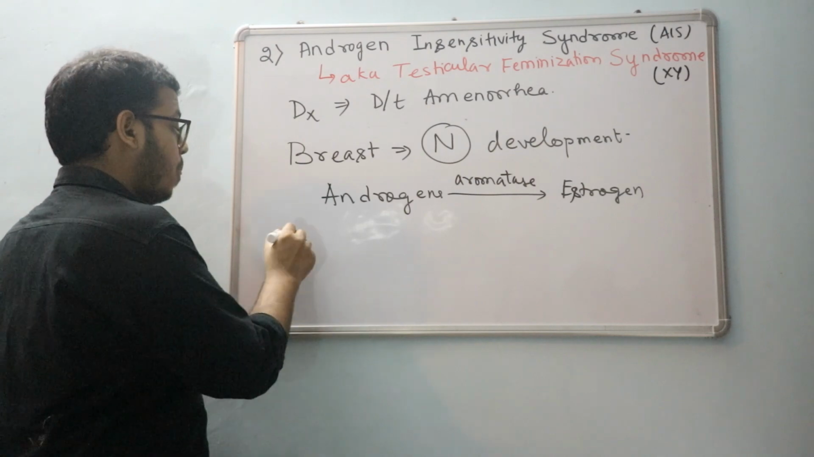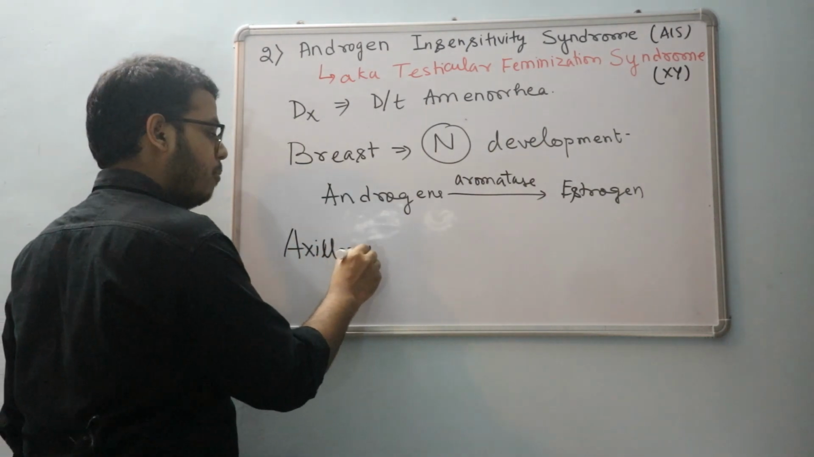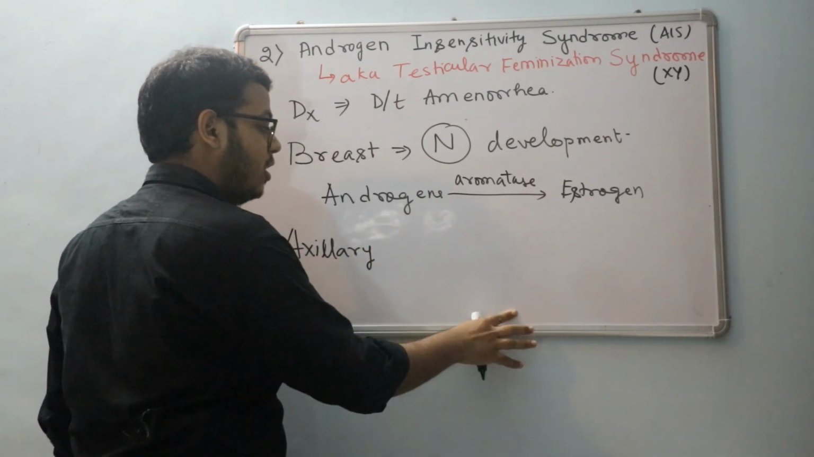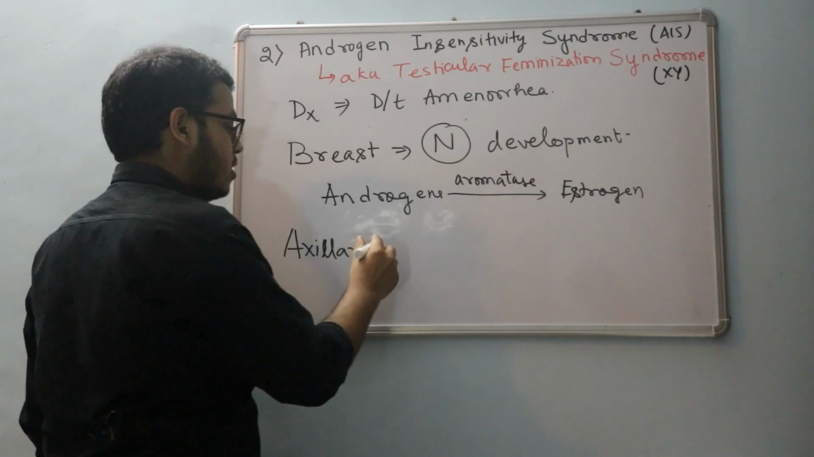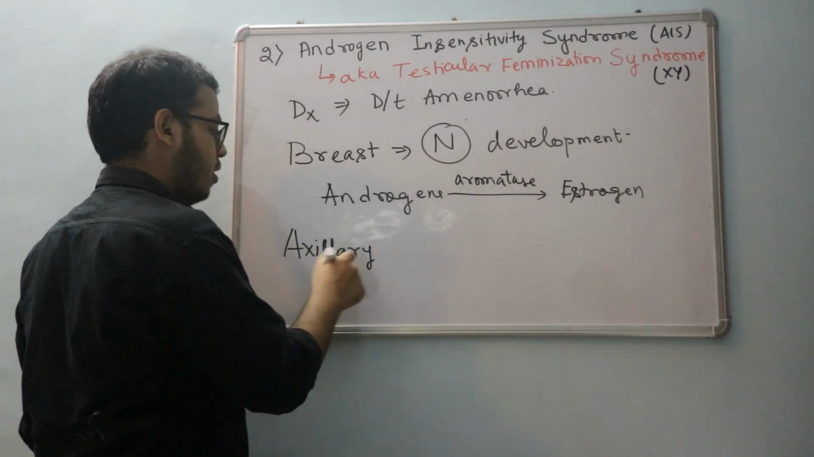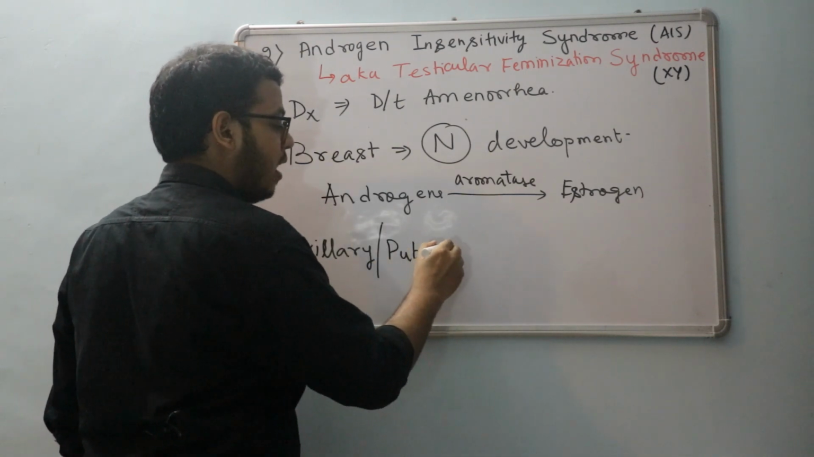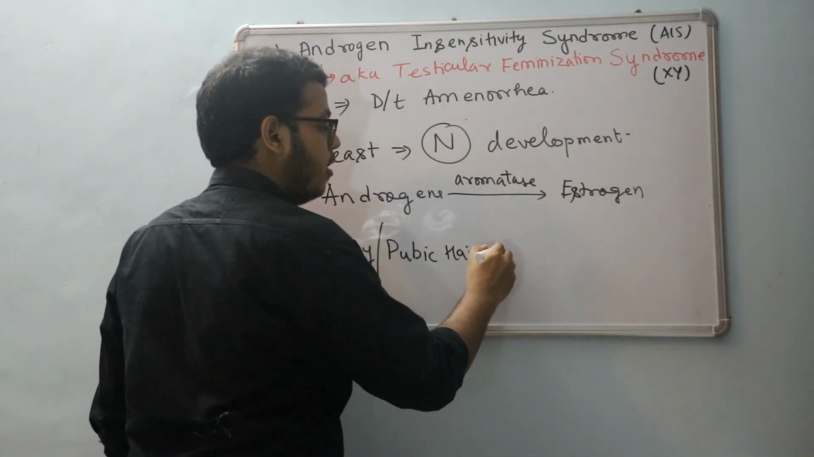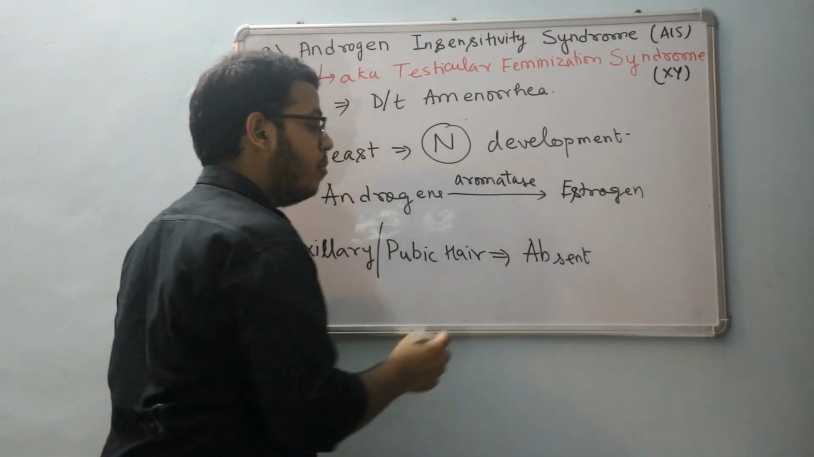Next, one thing that is really very important to diagnose, because there is a differential diagnosis of this AIS, that is MRKH syndrome. This is one important thing that can help you differentiate. The axillary and pubic hair will be absent.